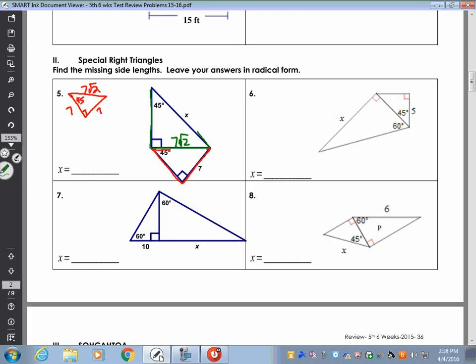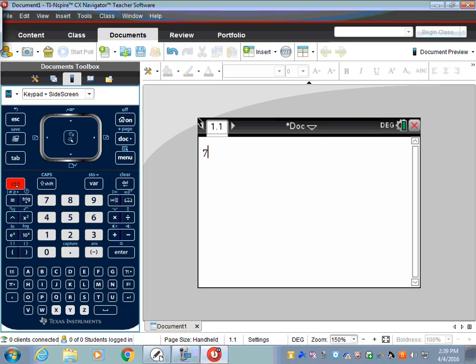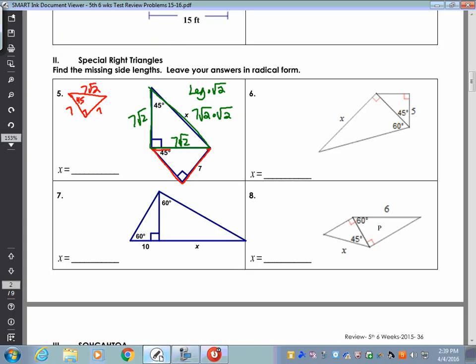Now I'm looking at the big 45, 45, 90. The other leg is also 7 square root of 2, and the hypotenuse is whatever the leg is times square root of 2. My leg is 7 square root of 2, but then I'm multiplying that by square root of 2. You can do this in the calculator to check your reasoning. So if I have 7 square root of 2, make sure that 7 is outside the radical, not underneath the radical. And then just do a square root of 2 again. I get a whole number answer, which is 14.